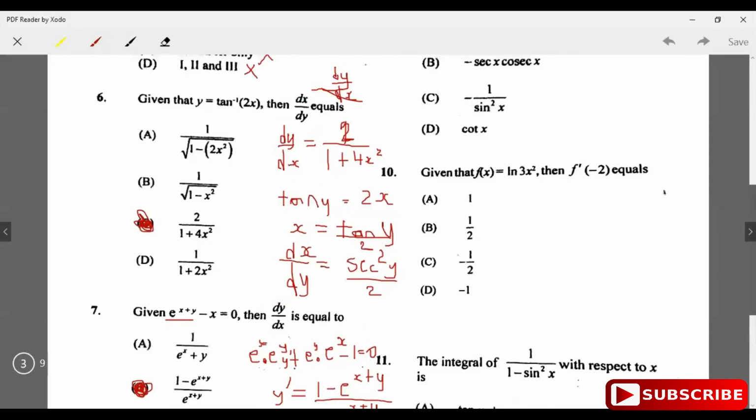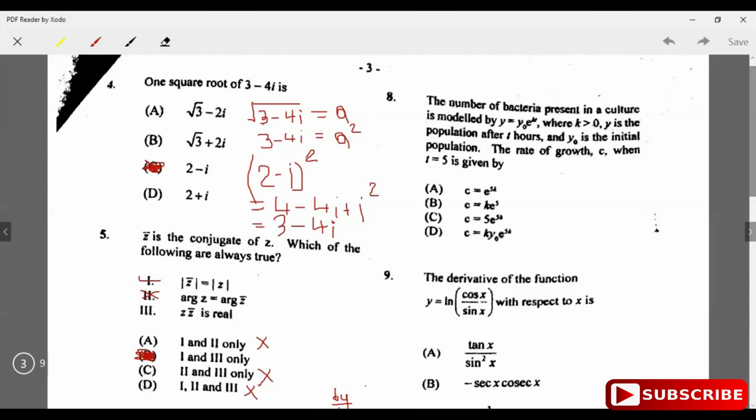All right, now to go to question 8. Question 8 says that a bacteria present in a culture is modeled by y is equal to y naught e to the kt, where k is greater than 0. Y is the population after t hours, and y naught is the initial population. The rate of growth c when t is equal to 5 is given by, so right here we have c is equal to dy/dt. That's what they're telling us, the rate of growth.